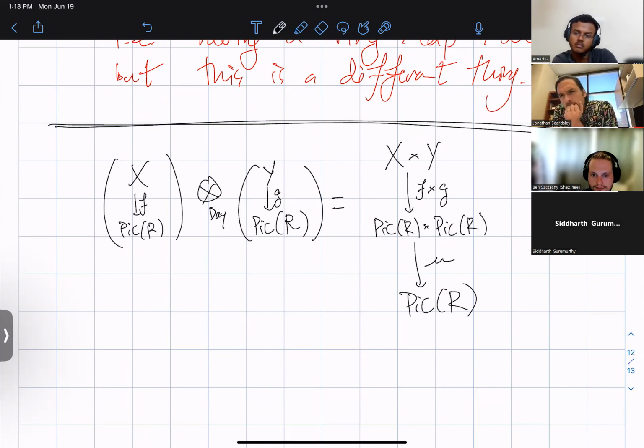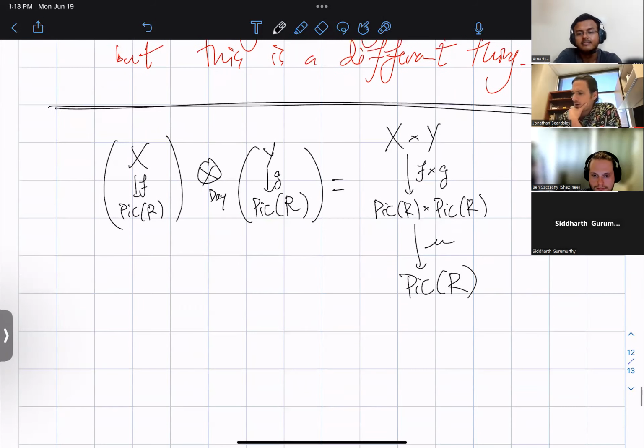Yeah, I think that helps. That's basically what I was asking. I think that's a much easier way to think about what the Day convolution monoidal structure is in this case, rather than looking at this horrible Kan extension formula. Yeah, thanks. Makes sense.